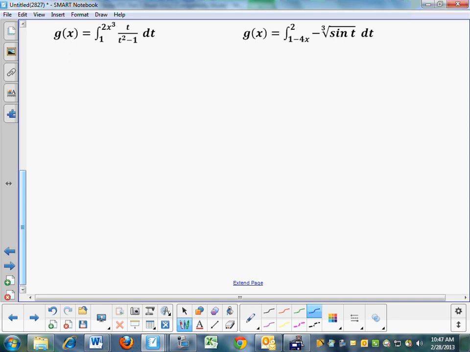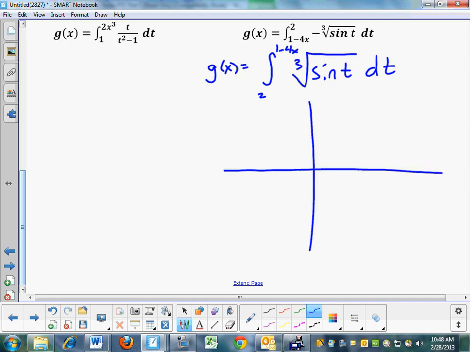Okay, what's the first thing you notice about this one? Good. If you flip it, then you get g of x is equal to the integral from 2 to 1 minus 4x, and this negative will then turn positive. So I have the cubed root of sine of t dt. Okay, again, the derivative of this is not 1. It's not simply just an x. What is the derivative of this? Negative 4. So this is a chain rule exercise now.